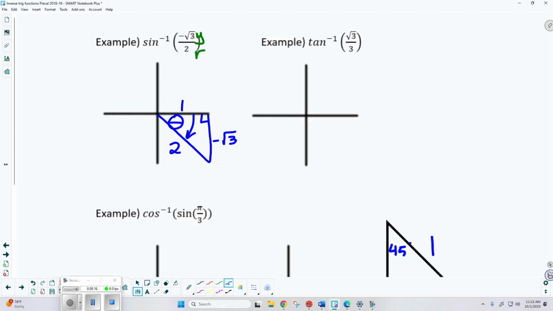Okay, what type of triangle is this? This is a 30, 60, 90. Now, in fact, this angle that I'm looking for here, it would have to be 60. Why? There you go. Remember, the smallest angle in a triangle has to be across from the shortest side. 1 is smaller than the square root of 3. Okay, so I know my angle is 60.